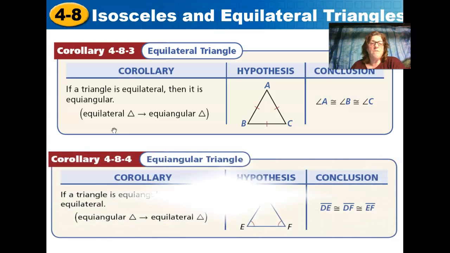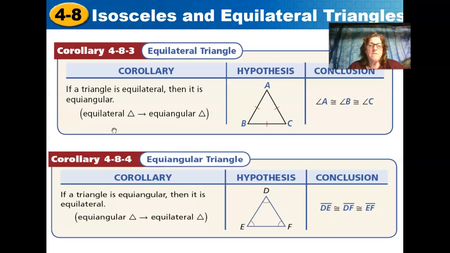Okay, so now we have corollaries. A corollary is a baby theorem. It's an offspring of the main theorem. We had corollaries in previous sections. So here, if a triangle is equilateral, then it is equiangular. So that means that if all the sides are congruent, then all the angles are congruent.